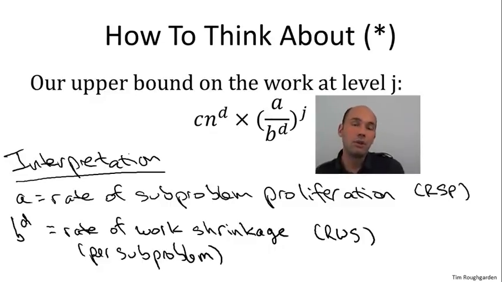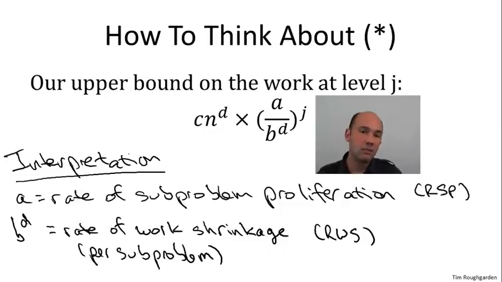So fundamentally, what the three cases of the master method correspond to is the three possible outcomes in this tug of war between the forces of good, namely the rate of work shrinkage, and the forces of evil, namely the rate of subproblem proliferation. There are three cases, one for the case of a tie, one for the case in which the forces of evil win, that is, in which a is bigger than b to the d, and a case in which good wins, that is, b to the d is bigger than a.